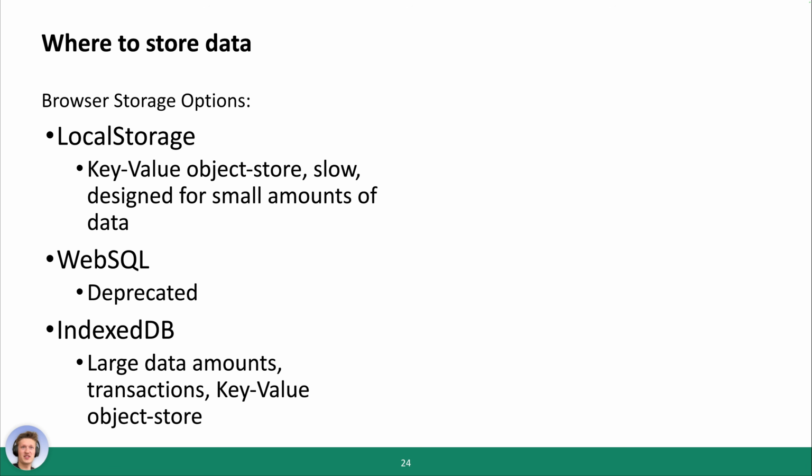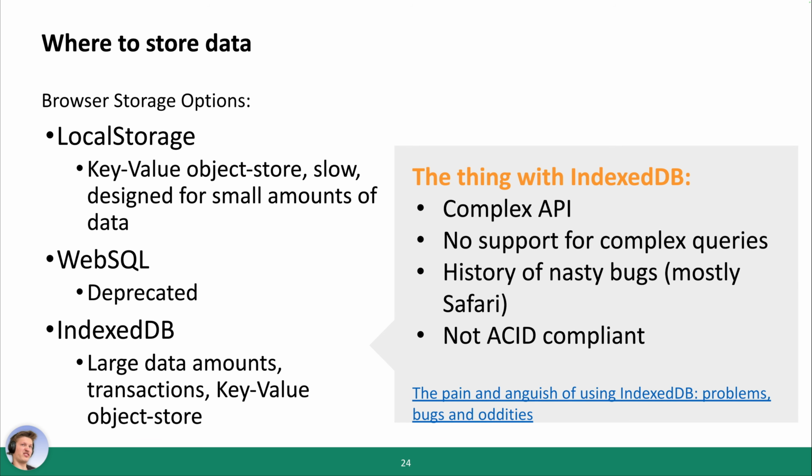Then there's WebSQL, and this sounds nice, right? It's SQL, perfect, but it's deprecated, so also nothing for us. And then there's IndexedDB. I think that's the most popular one for storing data. And it's also designed for larger amounts of data. It supports transactions, which is nice. And it's a key value object store, so not relational, but there are a few hiccups with it.